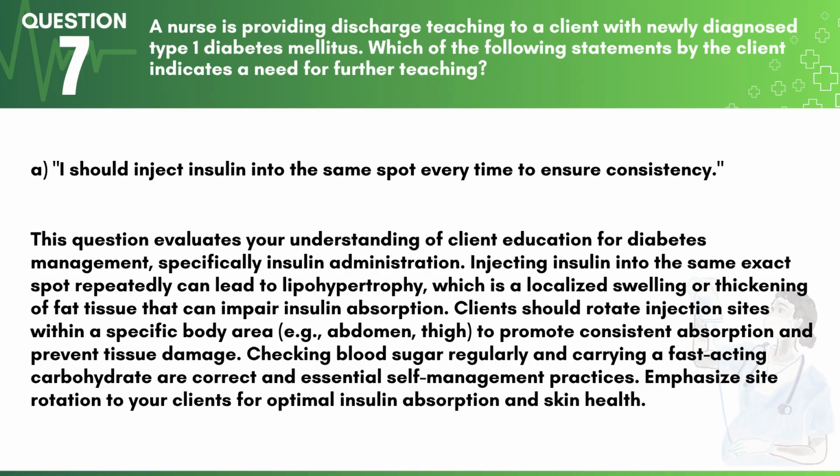Clients should rotate injection sites within a specific body area, for example abdomen or thigh, to promote consistent absorption and prevent tissue damage. Checking blood sugar regularly and carrying a fast-acting carbohydrate are correct and essential self-management practices. Emphasize site rotation to your clients for optimal insulin absorption and skin health.